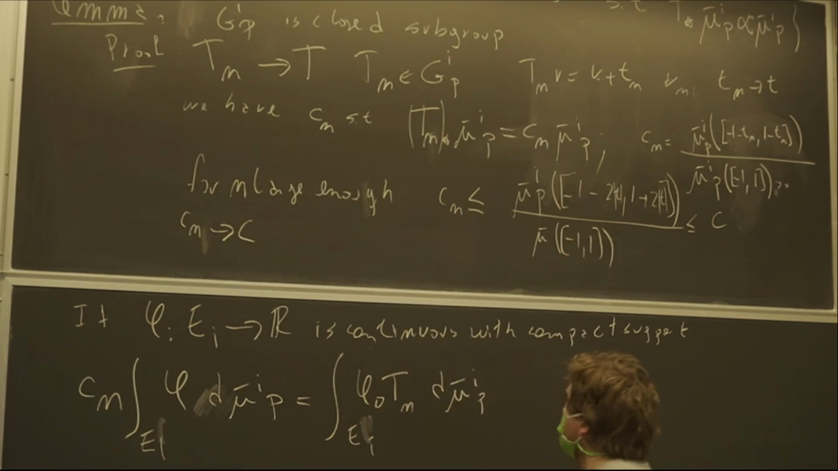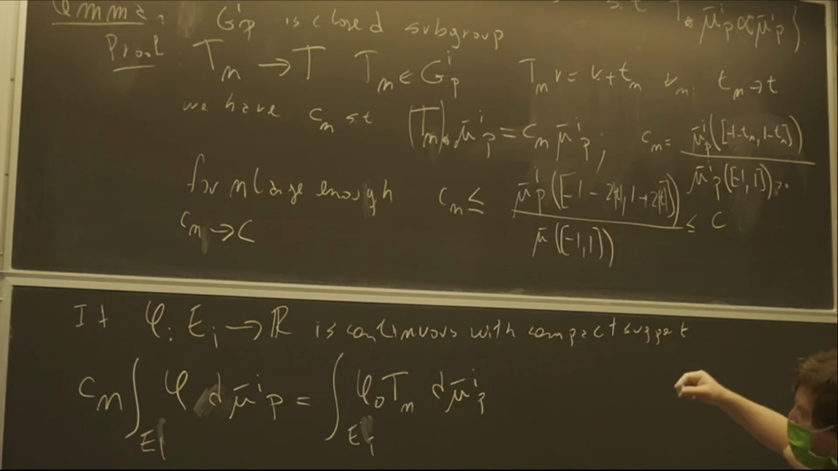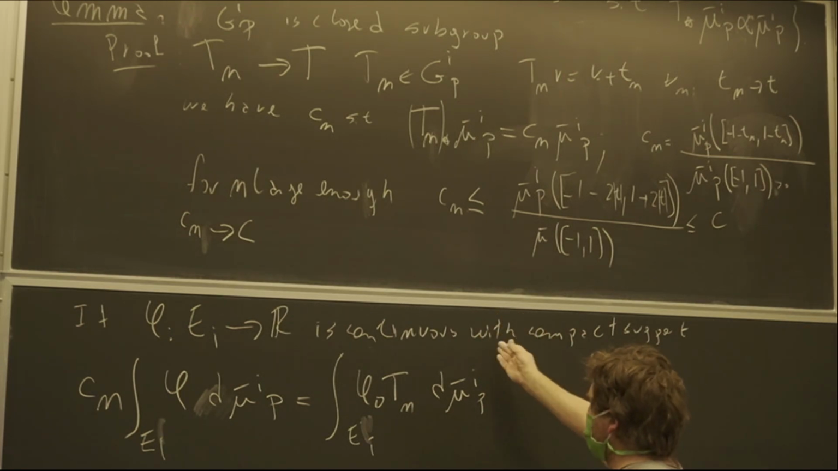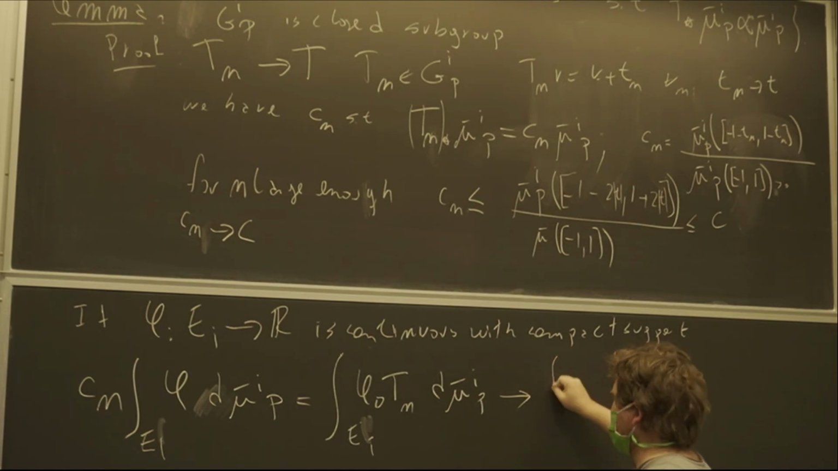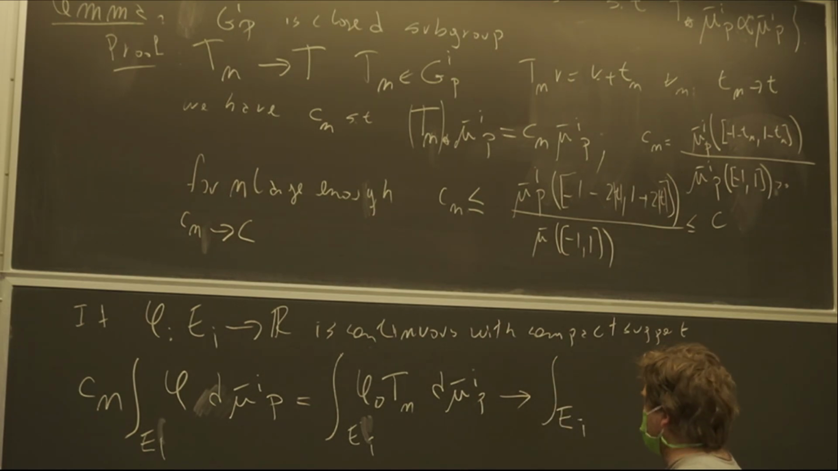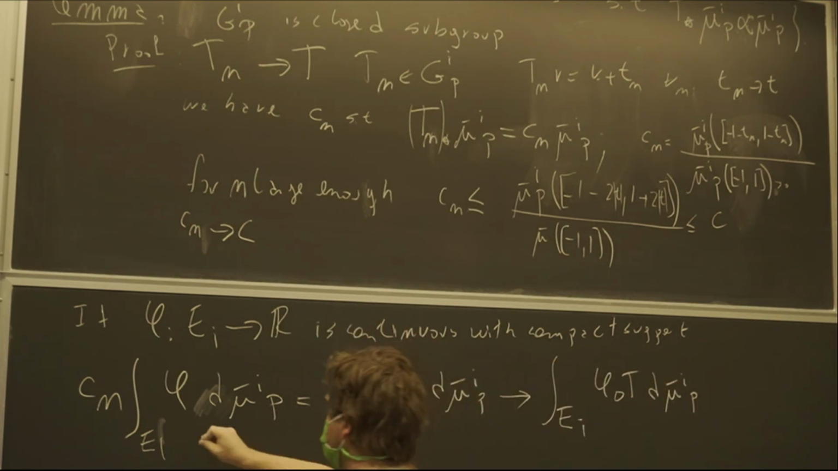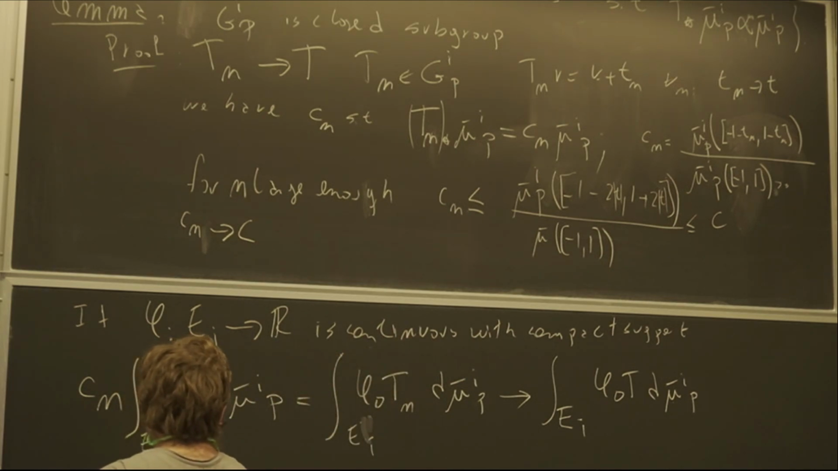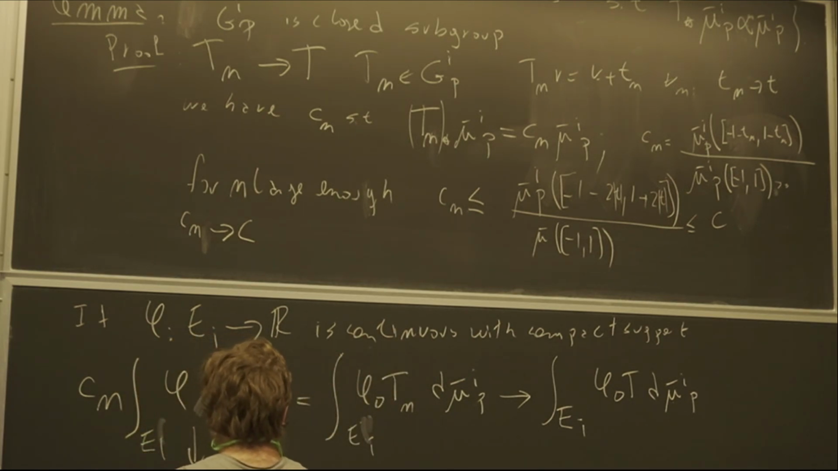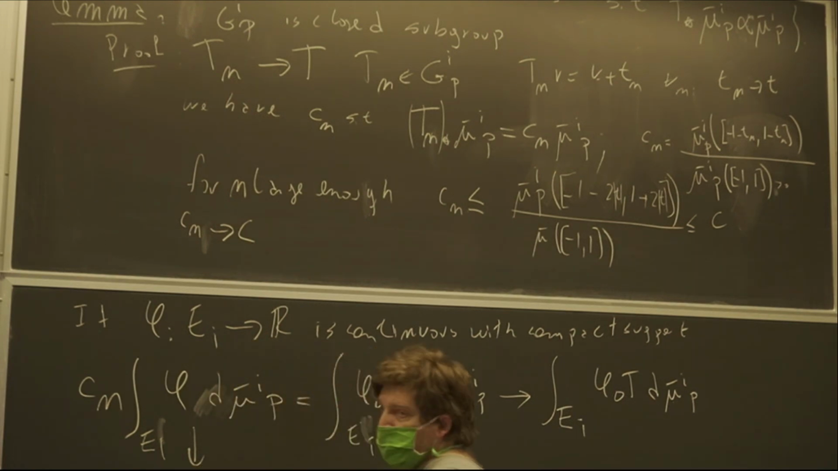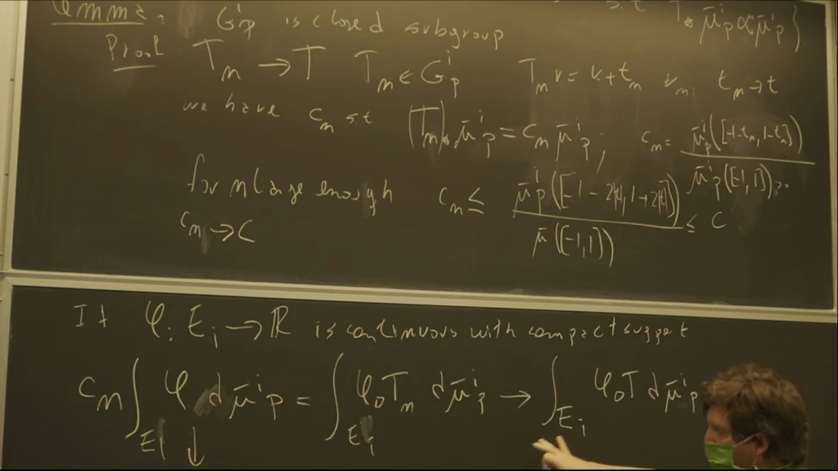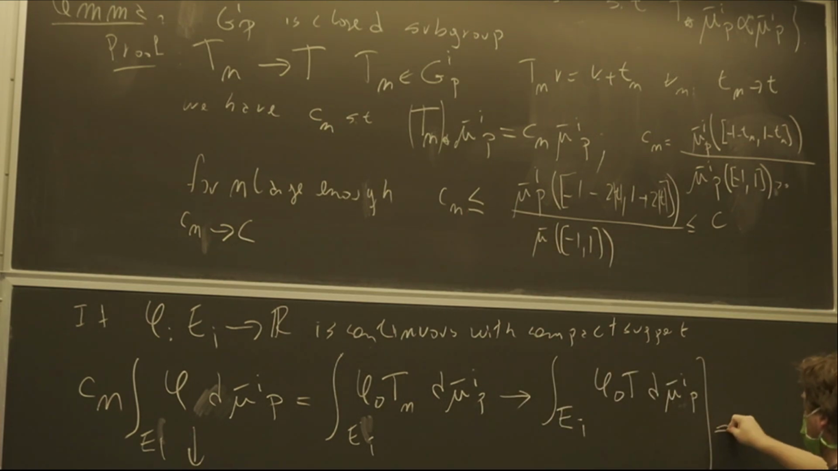For Ei. Since Tn is converging to T and phi is supported on a compact set, this is converging to the integral of phi. So these convergences I have. And since Cn is going to C, this is going to C times the integral of phi dp. So I get that this is equal to this for every continuous compactly supported function, and hence this implies that E star mu bar IP equals C.